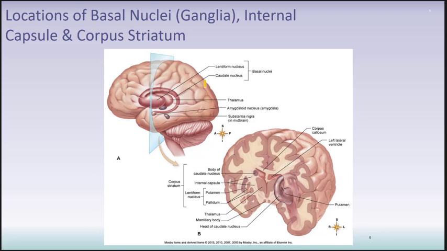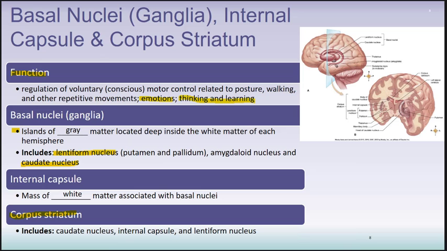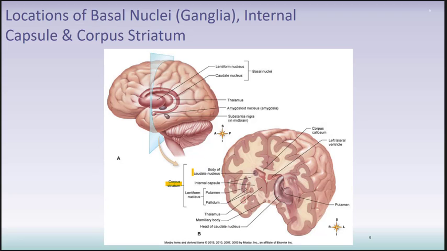On this slide, we can see the basal nuclei a little bit closer. So we have here the corpus striatum, which is comprised, as we discussed on this slide, of the caudate nucleus, the internal capsule, and the lentiform nucleus. So you can see the caudate nucleus, the internal capsule, and the lentiform nucleus, which we know is comprised itself of the putamen and the pallidum.